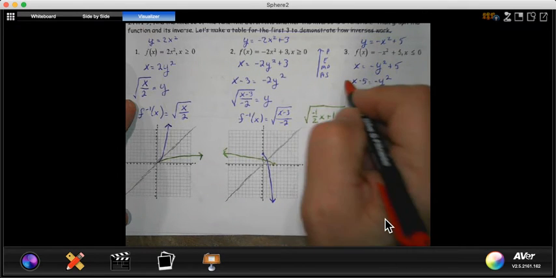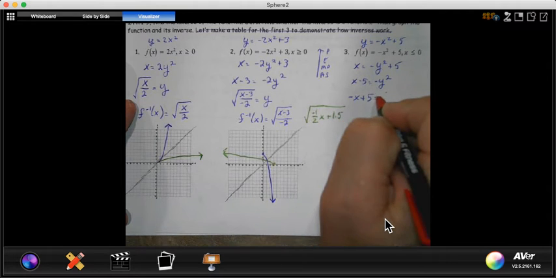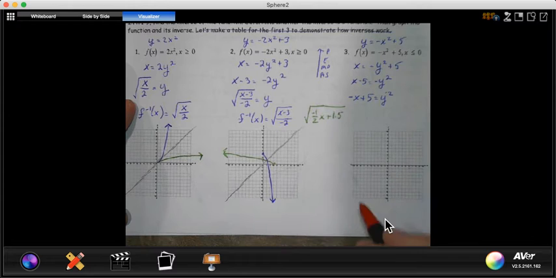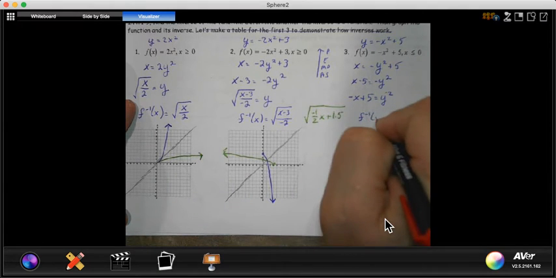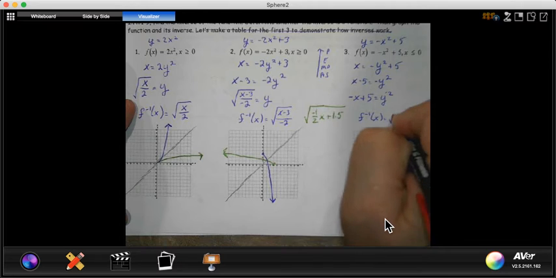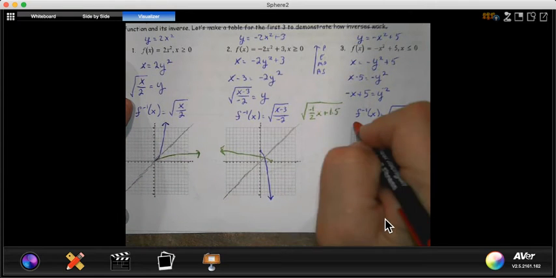Basically, you just send the negative over, so that becomes negative x plus 5, and then change the sign of everything. So negative x plus 5 is equal to y squared. We're going to square root and turn it around. So the inverse function is the square root of negative x plus 5. That's my answer.